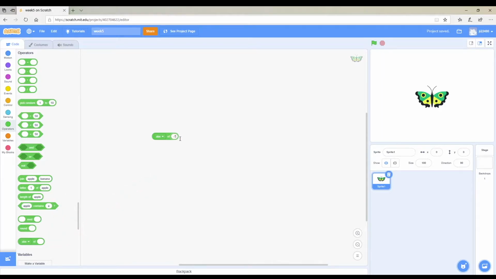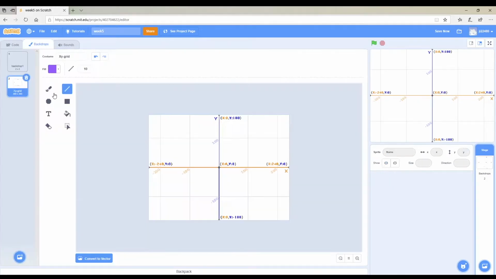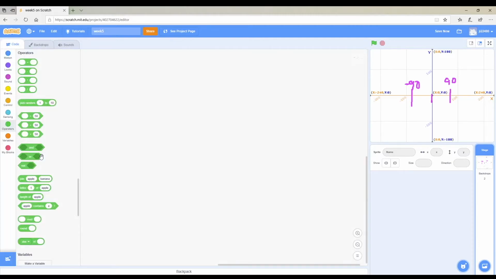Abs of. Abs stands for absolute value. So the absolute value of -7 is 7, and the absolute value of 7 is 7. Absolute value just takes the positive version of the number. Going back to our good old XY grid, if you think of it like a number line, this is 0, and absolute value is how far away you are from 0. So if you're, say, 90 away from 0, then that can be 90 or -90. Both are 90 units away from 0, and basically, absolute value just takes the positive version of any number.